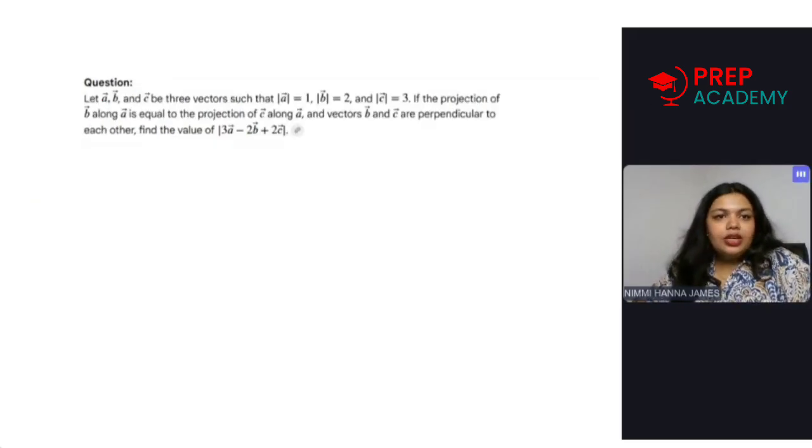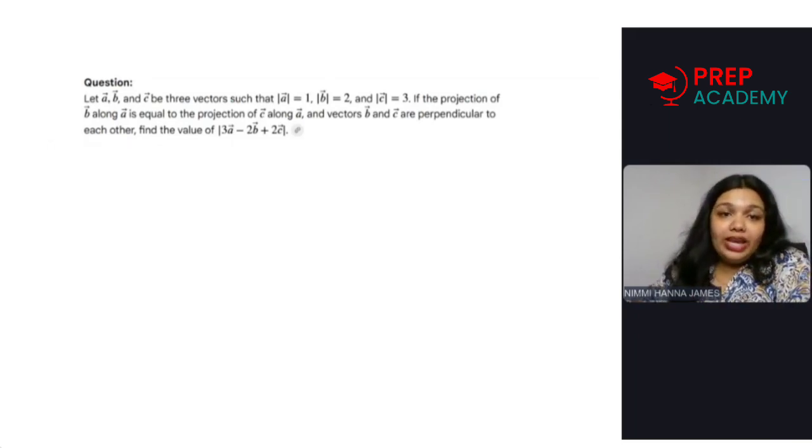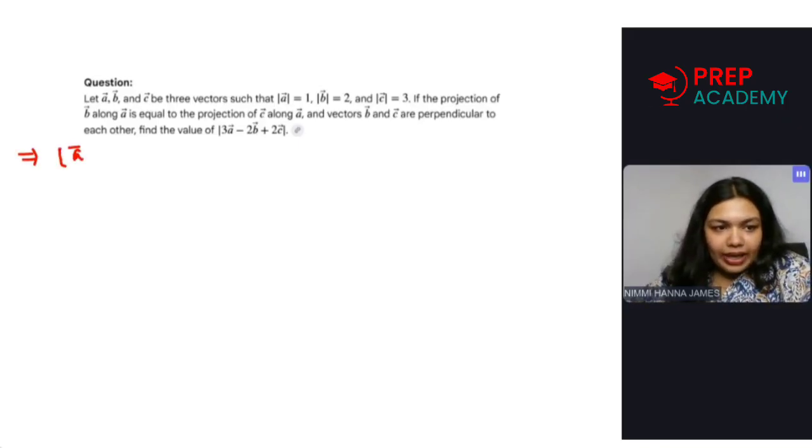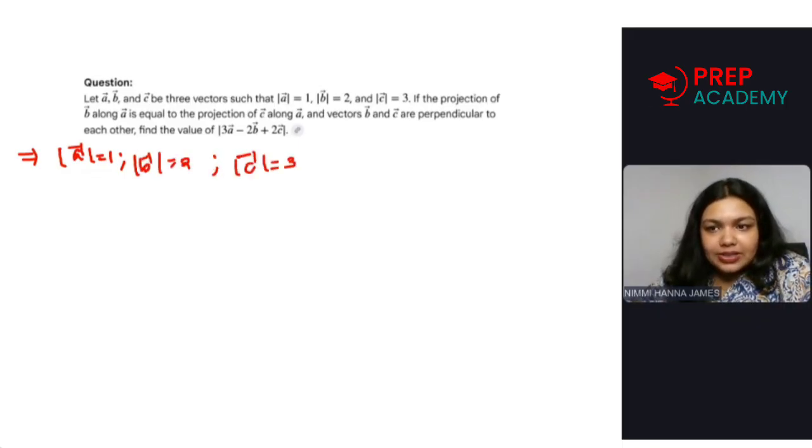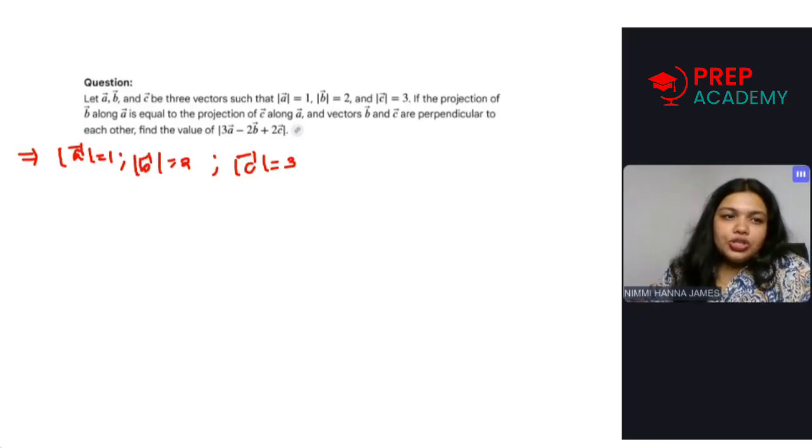Next question. Let A vector, B vector and C vector be three vectors such that mod A equal to 1, mod B equal to 2, mod C equal to 3. If the projection of B along A is equal to, let's write whatever is given. They are three vectors. Mod A vector is equal to 1, mod B vector is equal to 2, and mod C vector is equal to 3. The projection of B along A is equal to the projection of C along A.